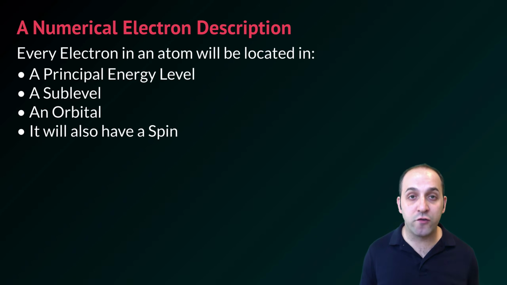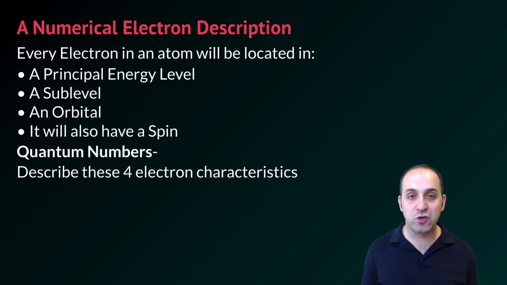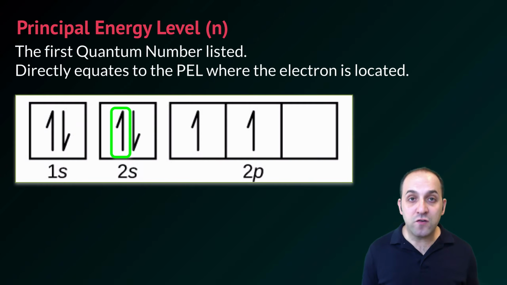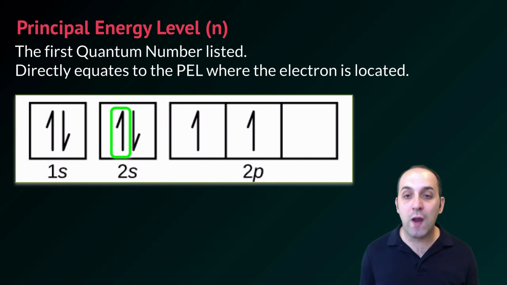Additionally, that electron will also have a spin. So there are four characteristics that describe any electron in an atom. The first quantum number is going to represent the principal energy level, and it's given a shorthand code of N. It directly equates to the principal energy level where the electron is located. So for instance, for this circled electron, that electron's first quantum number is going to be 2 because it's in the second principal energy level. If we were looking at one in the first principal energy level, it would be 1. If it was in the sixth principal energy level, it would be 6.